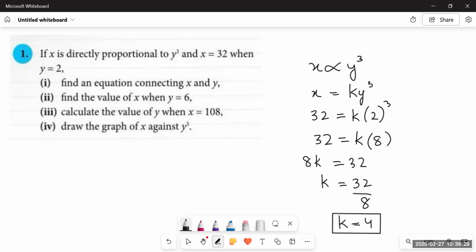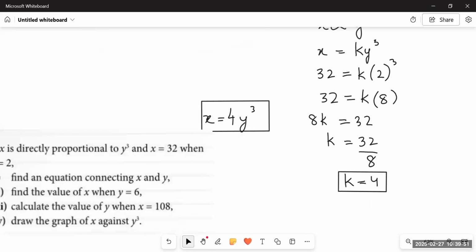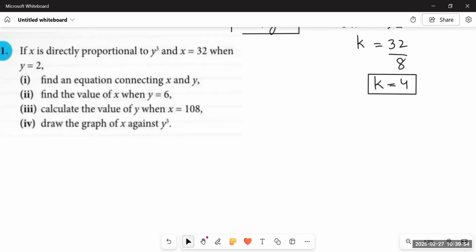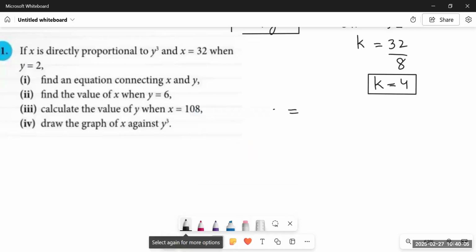So the equation that would be made here is x equals 4y cube, right? This is the equation that connects x and y when x is directly proportional to y cube. Okay, after finding the value of k, now we have to find the value of x when y is equal to 6. Using this equation, we are going to solve this one. x equals 4y cube.